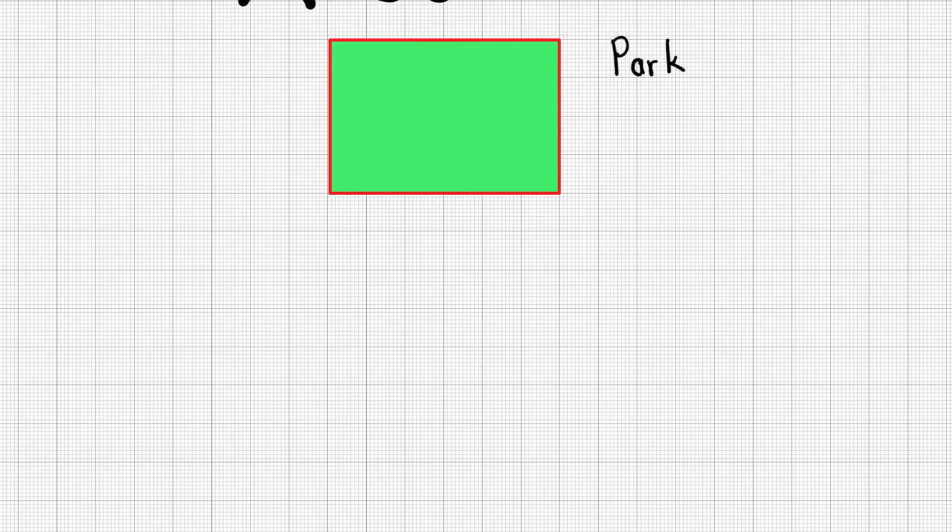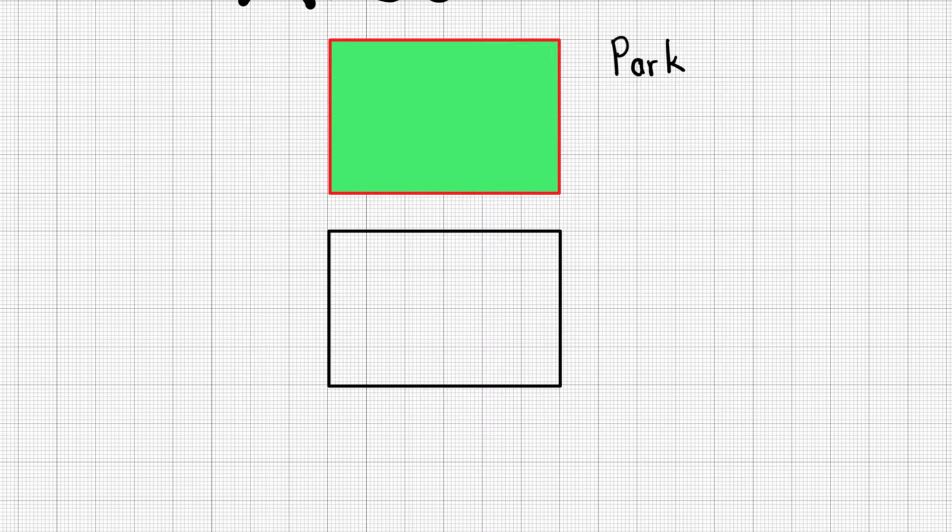How many squares does this park have? The first thing that you should have noticed is that this is the shape of a rectangle. And of course, yes, always, there are some methods that are easier than other ones. The first one that you can try is to count every single square that you have.